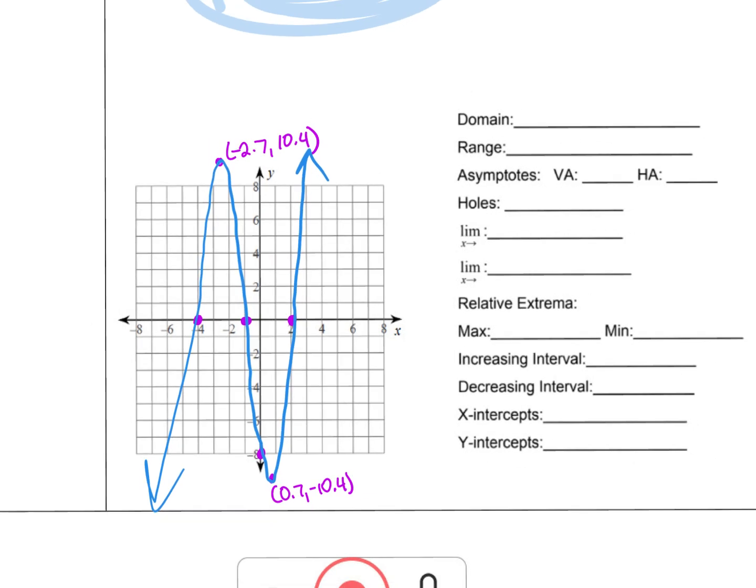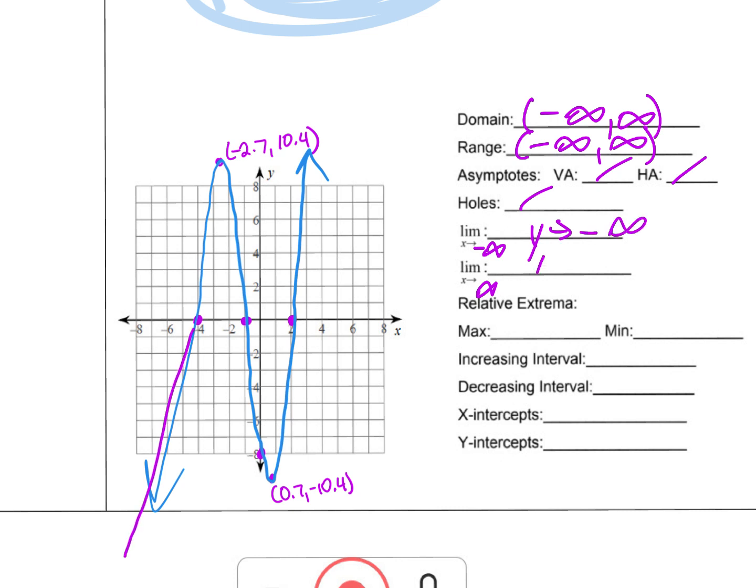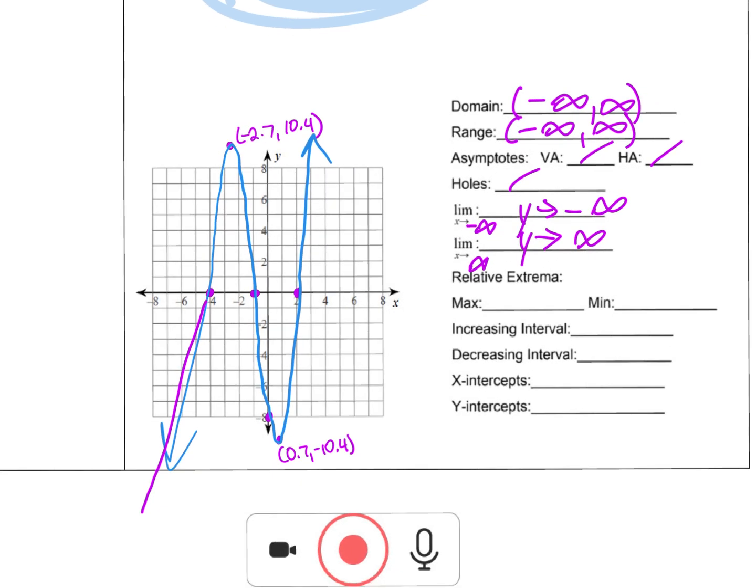Domain for this one is what? Negative infinity, positive infinity. What about the range? Also negative infinity, positive infinity. Do we have asymptotes or holes? Nope. Limits. As x goes to the left forever, what's y doing? It's going... Yeah, it's going to negative infinity. Okay. And as x goes to the right forever, y is going positive infinity, right?